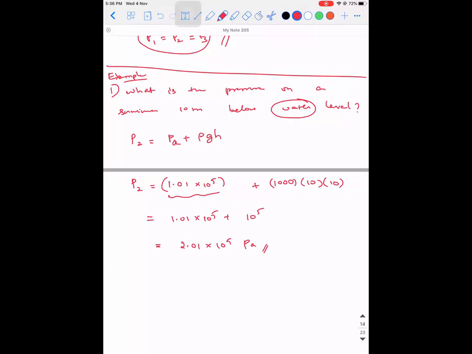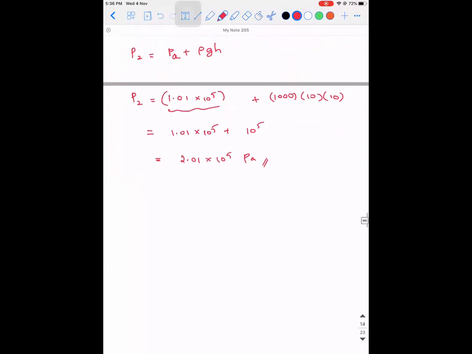Next, the next concept that we are going to see is buoyancy. Sir, the atmospheric pressure is 1.05, sir? It is 1.015 into 10 power 5. That is the general value. Okay, sir.